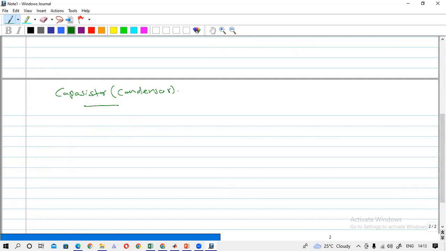So a capacitor is not a linear device. It is a non-linear device. That means we can't characterize it using Ohm's law, because it is a non-linear device.